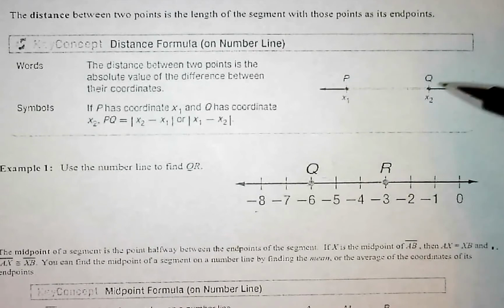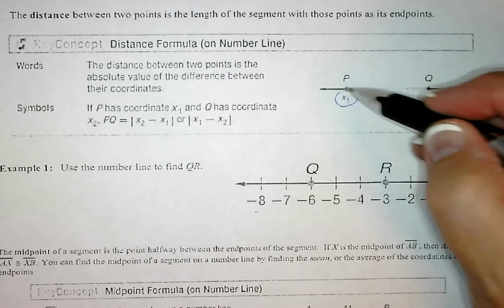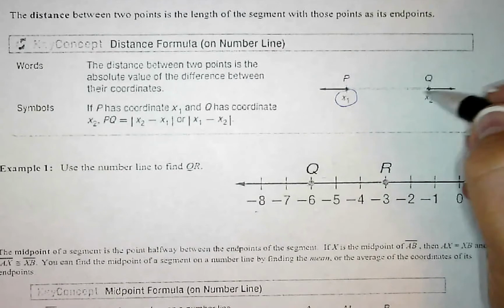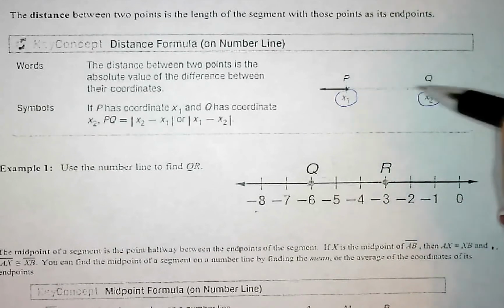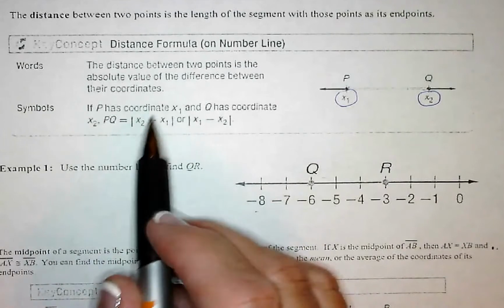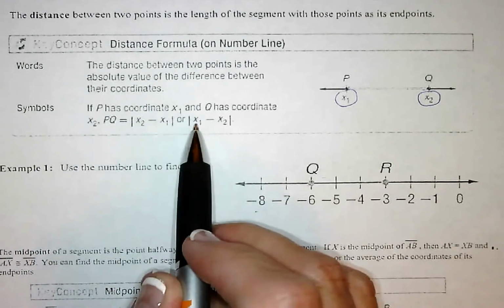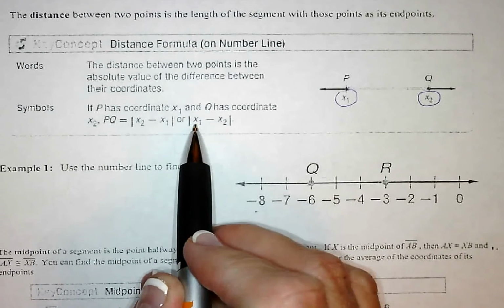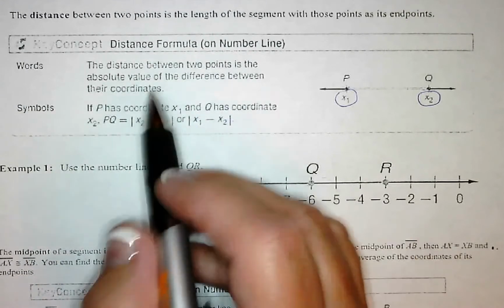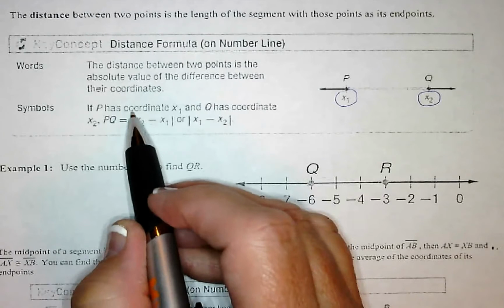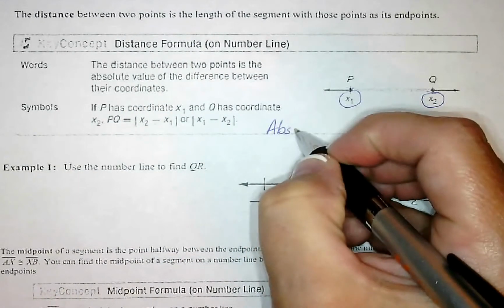If I want to find how far it is from P to Q on this number line, x sub 1 represents that coordinate, x sub 2 represents that coordinate. In order to find the distance between those, all I have to do is subtract the 2, and it does not matter which one goes first, either x sub 2 or x sub 1, it does not matter. I am going to subtract them. These two lines right here mean absolute value.